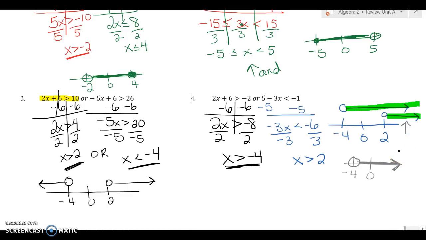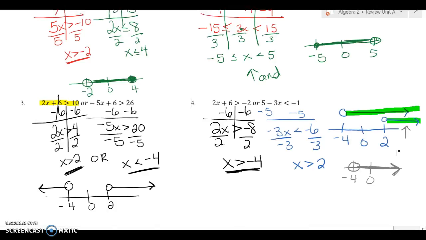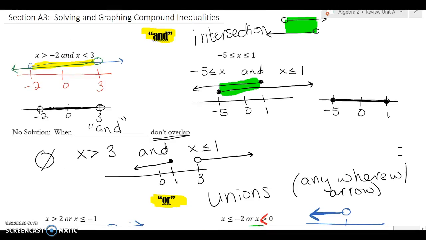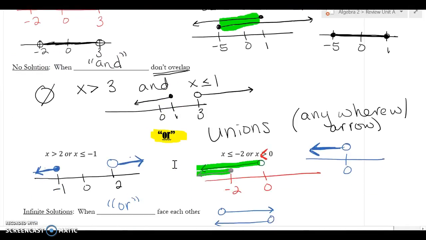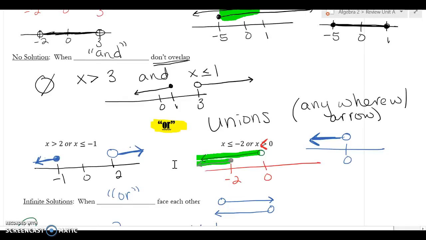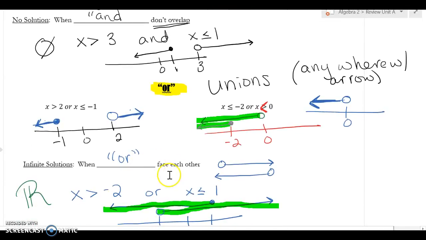So when you have these types of problems, remember that ands come together, ors go apart. That's not always the rule, but 90% of the time, that's what happens. And then you solve the equations, and then you graph them. A no solution occurs when you have an and problem that does not overlap, and an all reals occurs when you have an or problem and they overlap and go opposite ways.